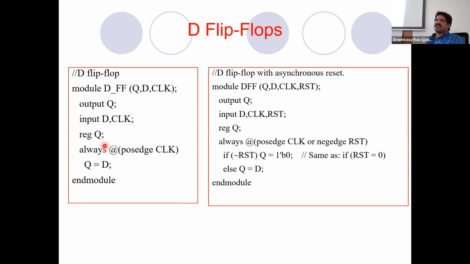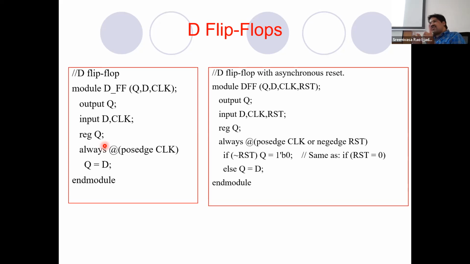That is in the left hand side code, whereas the right hand side code is what? It is for the circuit we saw in exactly the previous slide. Clear? That is what? D flip-flop with asynchronous reset. Not clear.